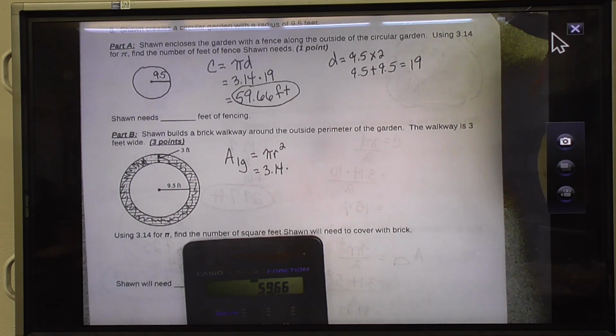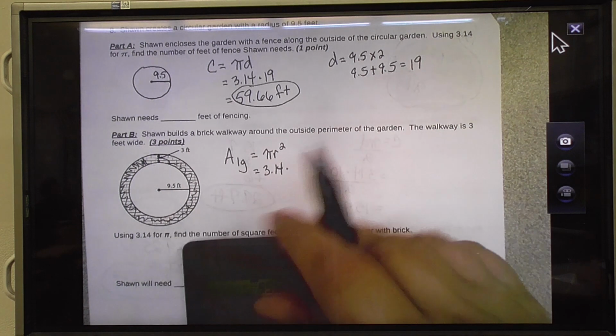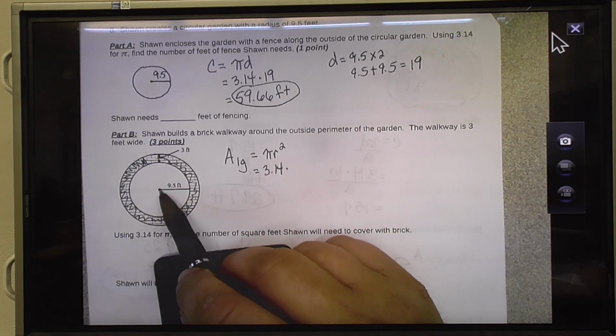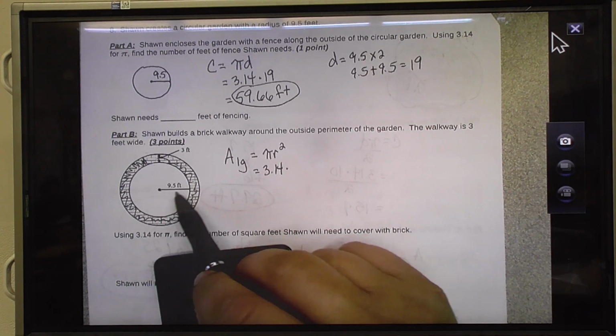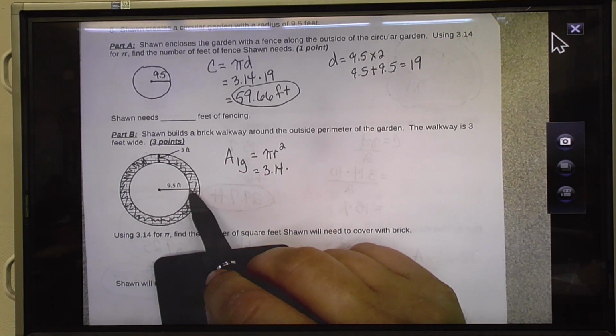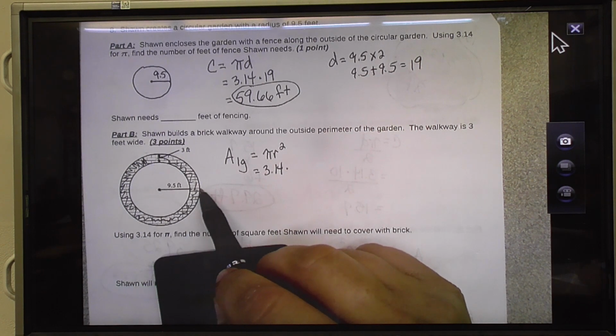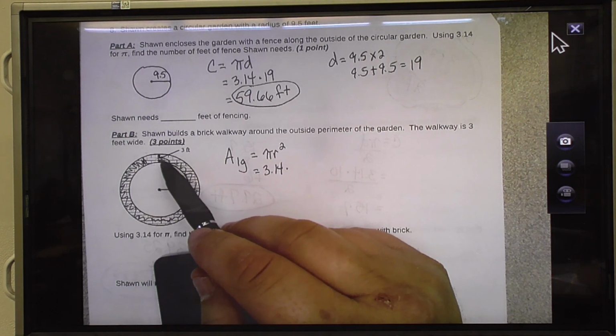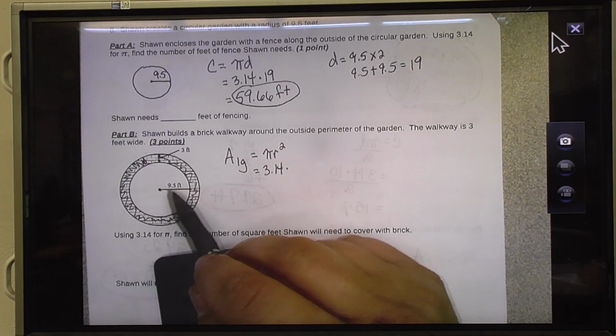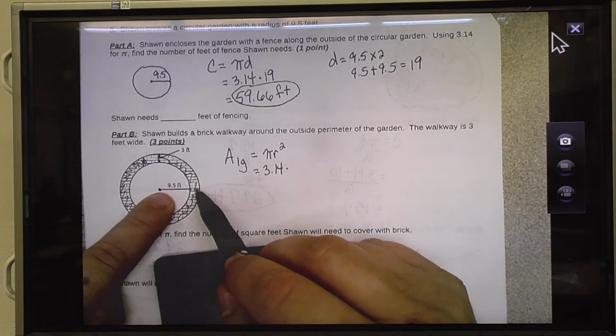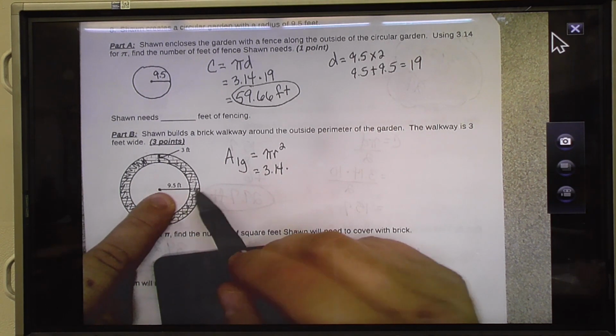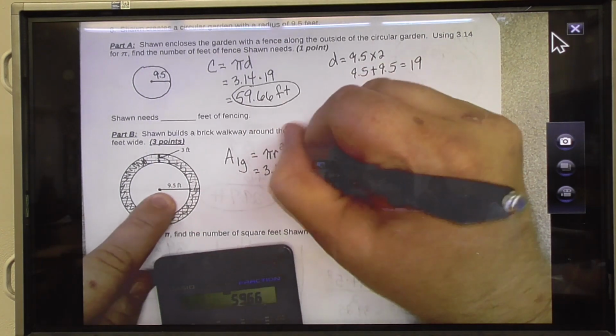12.5. How you get 12.5? Because if I want to go from the center, this is important, so everybody look up. The radius of the small circle is 9.5, but I want the radius of the large circle, so I need to know what this little piece right here is equal to. It says it right here, 3. So the radius of the large circle is 9.5 plus the 3, which is equal to 12.5.